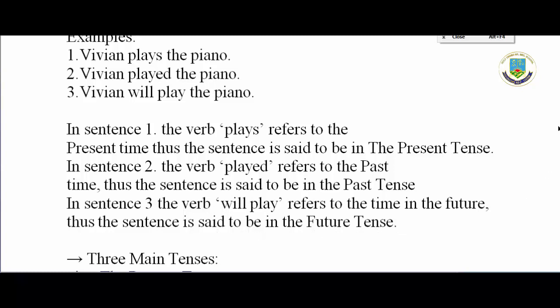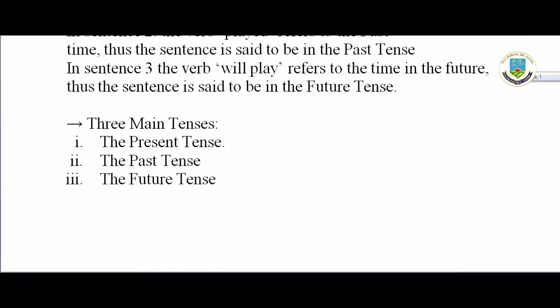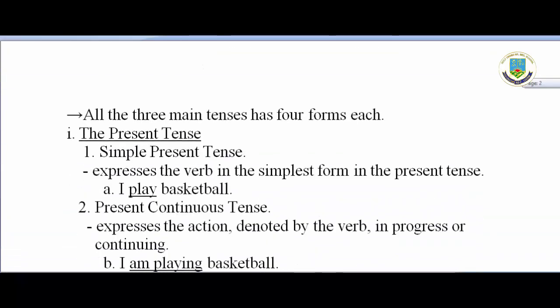In English grammar, my dear students, we have 3 main tenses as listed here: the present tense, the past tense, and the future tense. Each of these 3 main tenses will have 4 forms each, which means the present tense will have four kinds, the past tense will have four kinds, as well as the future tense will have four forms. We will see in the next slide.